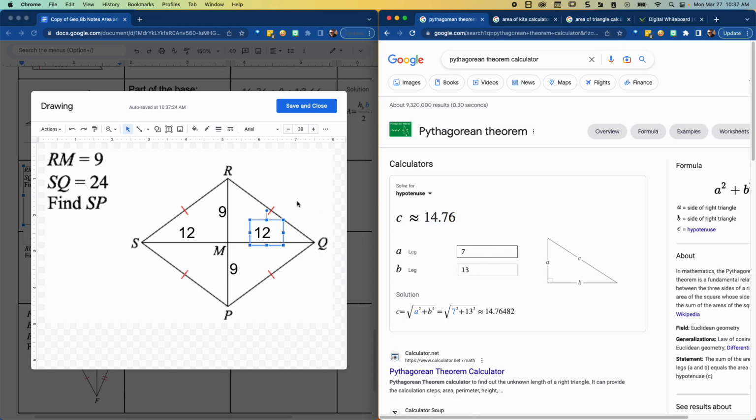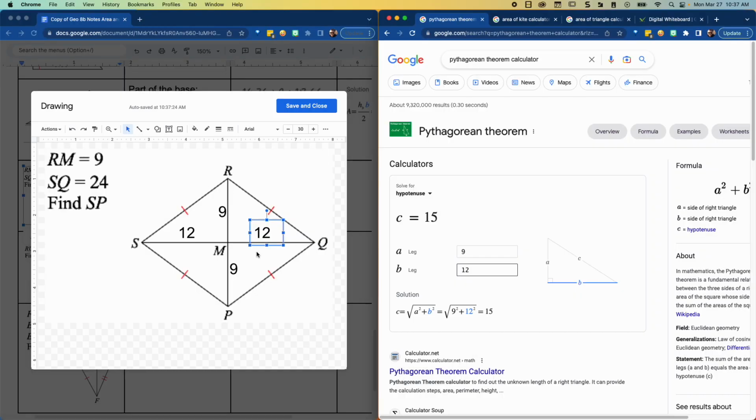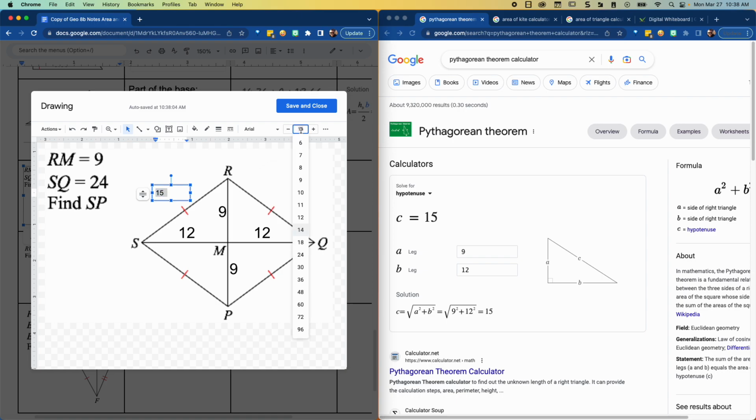So we can do a Pythagorean theorem because this is a rhombus, and that means it makes 4 right triangles. For one of the legs, we have 9, and for the other leg, we have 12. That gives me a very exact answer of 15. It comes from a 3, 4, 5 triangle. So I'm going to put a text box here on this edge, say that that's 15, and make it a little bit bigger.